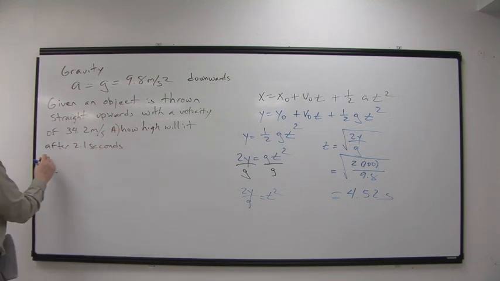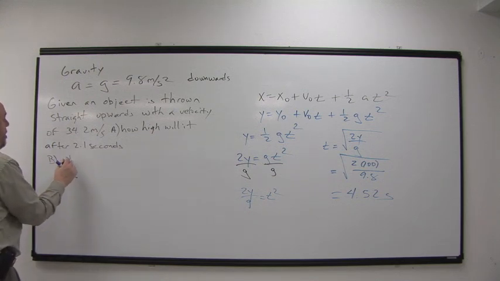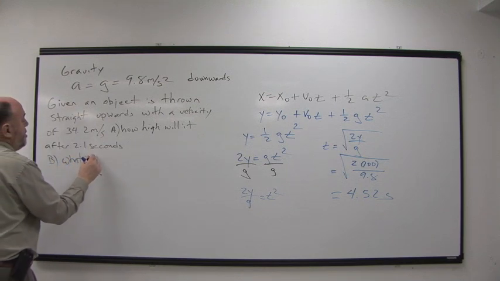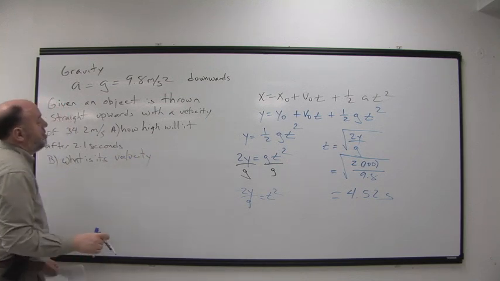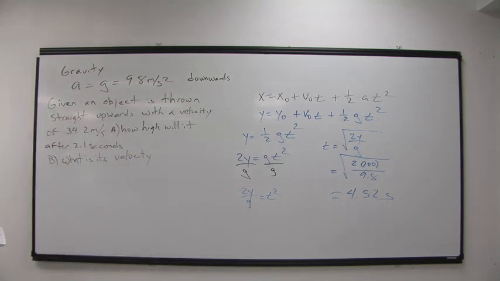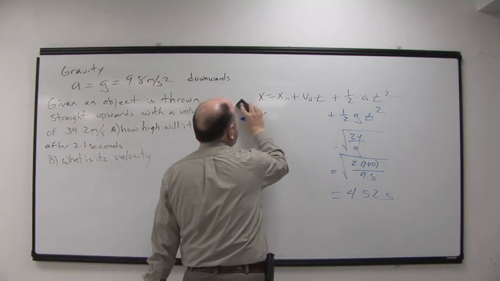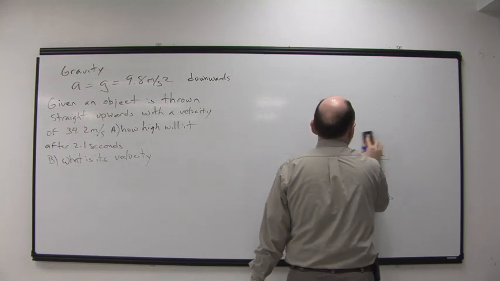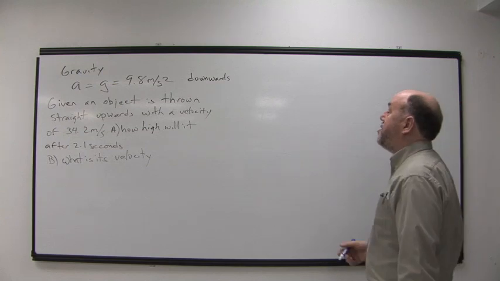Then there's a second part to the question, which is what will be its velocity at that point in time? So we've got two parts that we want to find out. Right? So we have our question. Again we want to look at what we know, what we want to find, and then find the equation that we can use to solve this.